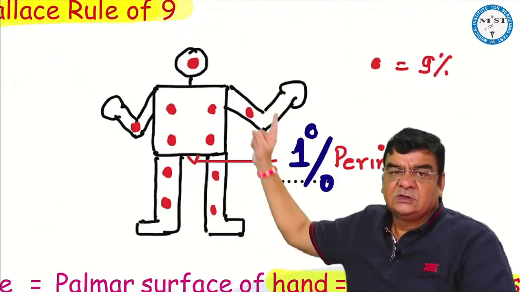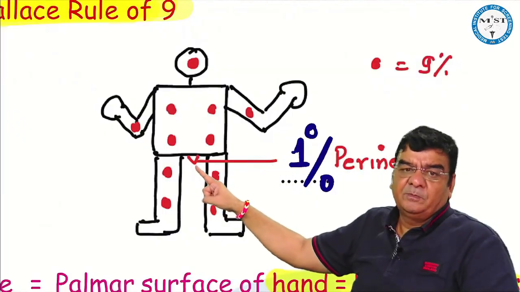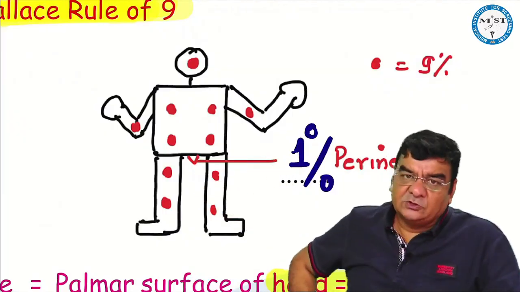So this is 99%, and 1% is for the perineum. This is the Wallace rule.